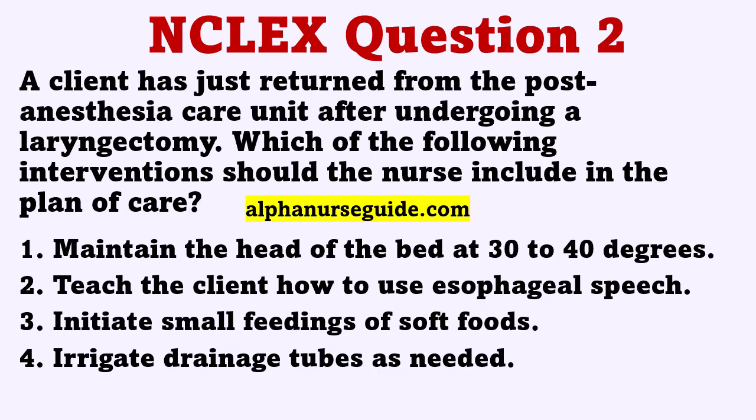A client has just returned from the post-anesthesia care unit after undergoing a laryngectomy. Which of the following interventions should the nurse include in the plan of care? 1. Maintain the head of the bed at 30 to 40 degrees. 2. Teach the client how to use esophageal speech. 3. Initiate small feedings of soft foods. 4. Irrigate drainage tubes as needed.